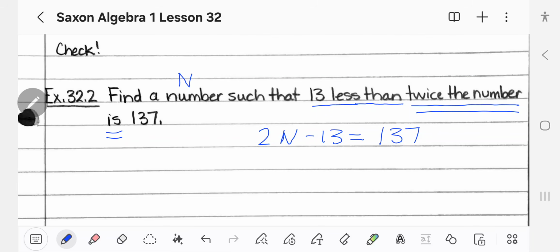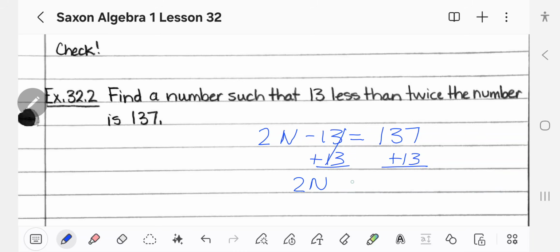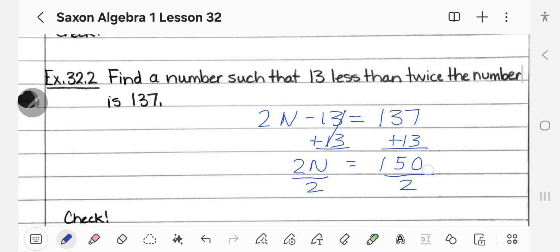137. Now we can solve that equation. We're going to add 13 to both sides. And if you're having trouble with solving the equations, you can go back to the steps that we talked about in a previous video. And we get 2n is equal to 150. Now we're multiplying by 2, and you can divide both sides by 2. And we find out that n is equal to 75.